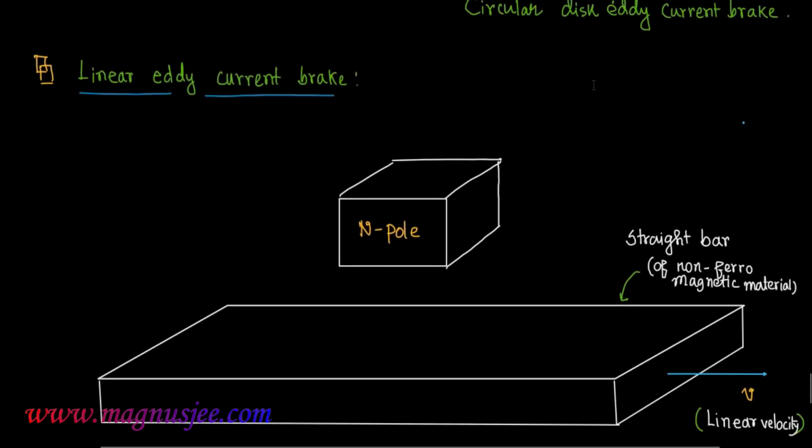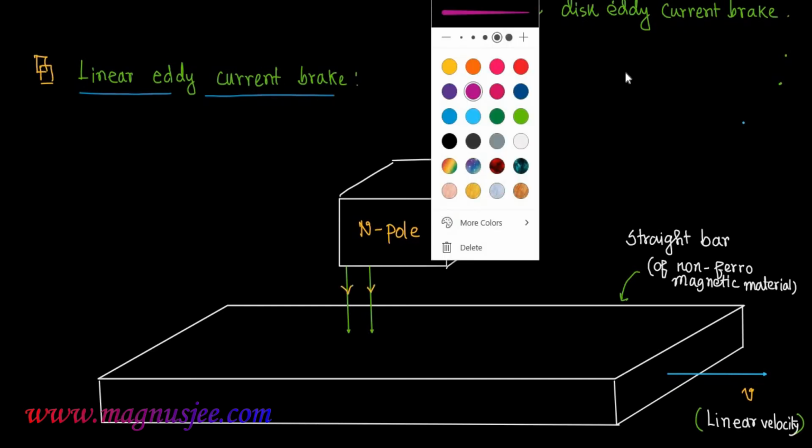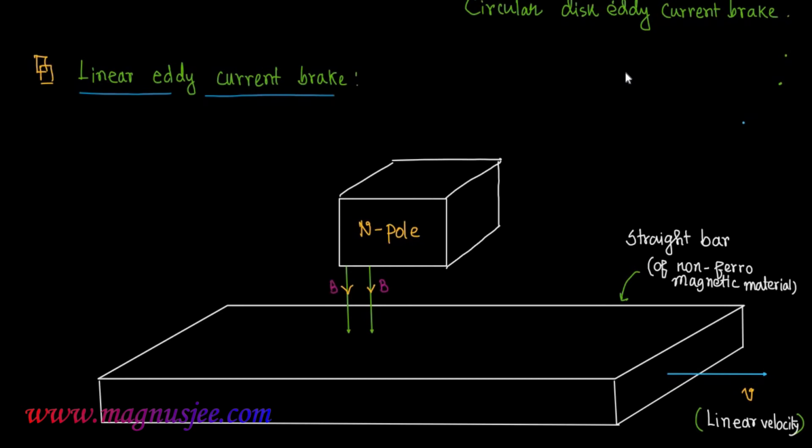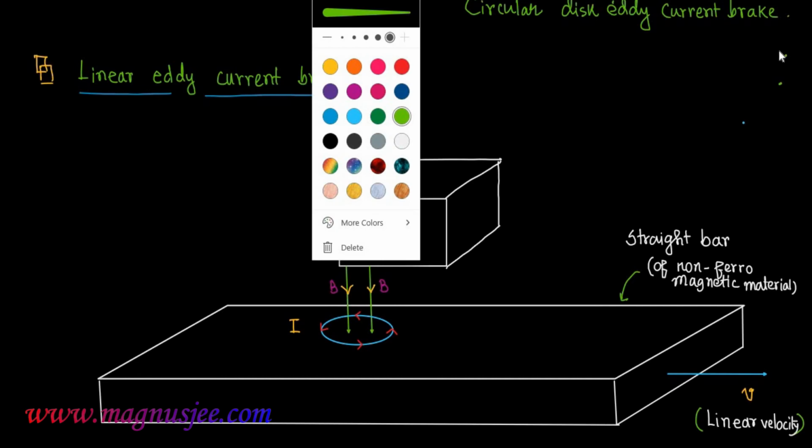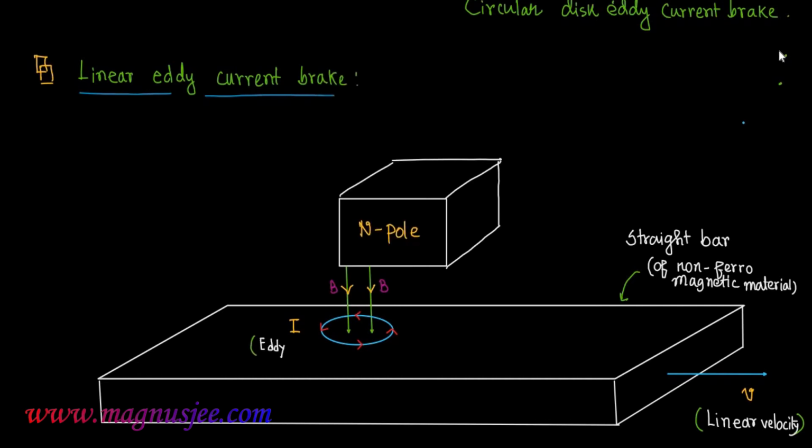And the magnetic field due to this north pole will be acting through the straight bar vertically downwards. These are the directions of the magnetic field due to this north pole. This magnetic field B, the magnetic field induction B, acts vertically downwards through the straight bar. And we can denote eddy currents, or circular currents or focal currents. This eddy current will be flowing anti-clockwise, and I is the circular current or eddy current flowing through the straight bar just below the leading edge of the north pole.